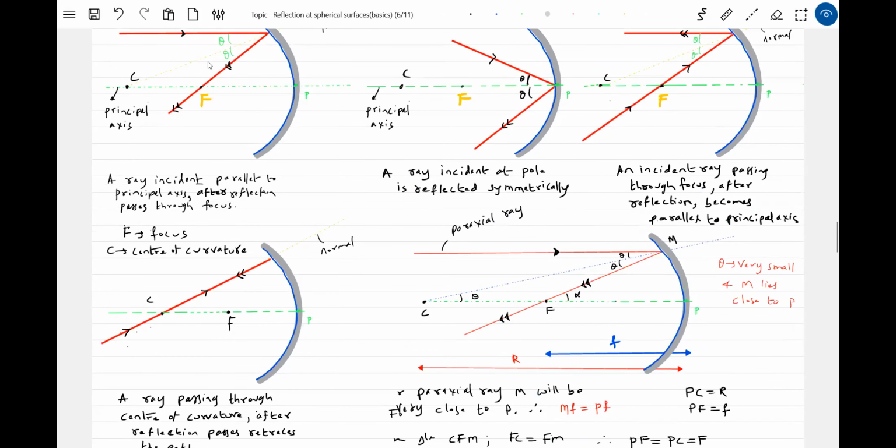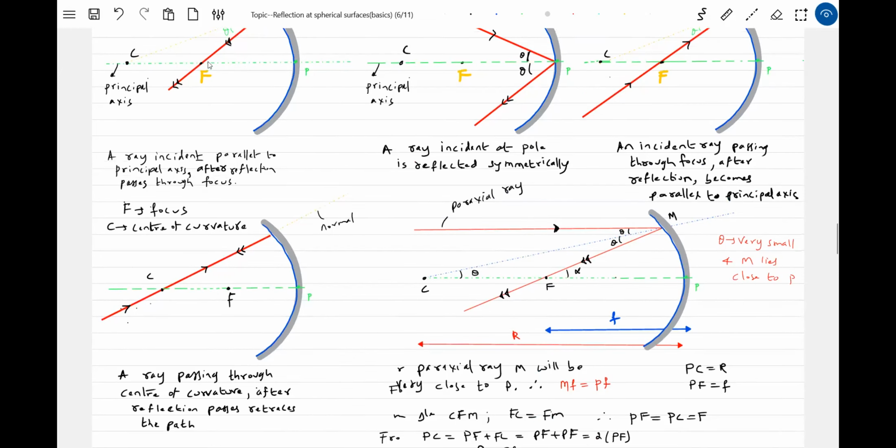A paraxial ray doesn't mean that it's parallel to the principal axis. Here, is it a paraxial ray? Yes, it is. Is it parallel to the principal axis? No. Is this a paraxial ray? Yes, it is. Is it parallel to the principal axis? No. Fine. So paraxial doesn't mean that it should be parallel to the principal axis. If the angle of incidence is very small and if M lies very close to P, then this will become a paraxial ray.